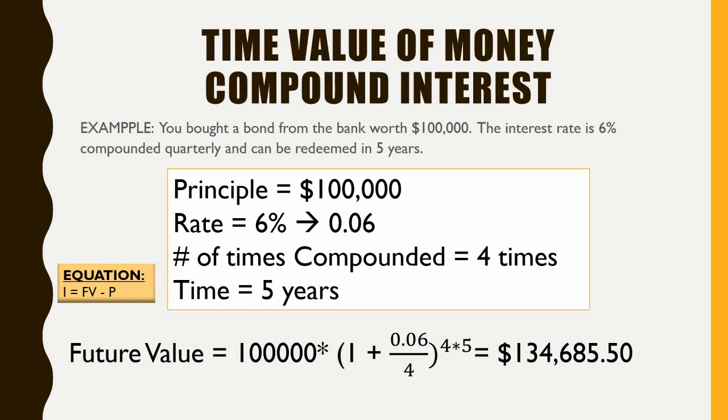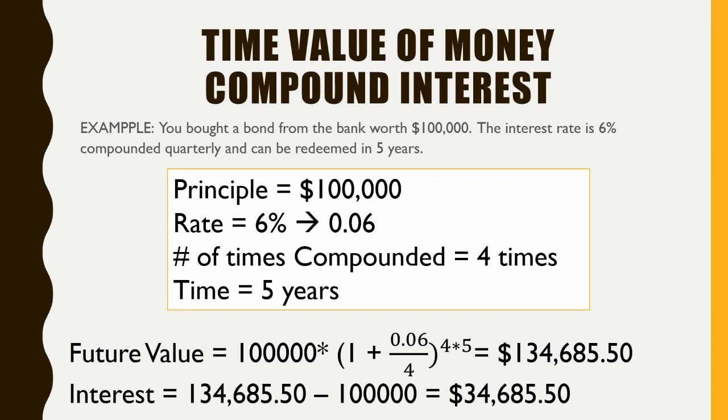And here, how do I solve for my interest? Straightforward, it's future value minus principal. So in this case, future value of 134,000 minus the 100,000, you're going to get a total of $34,685.50. And that's how much interest you've collected.